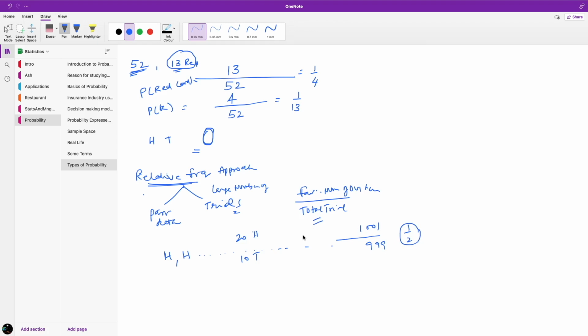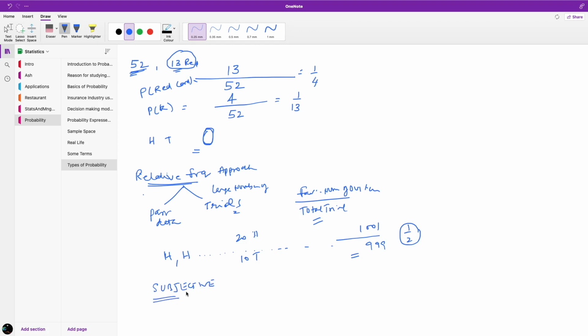What are the disadvantages of this approach? The drawback is it requires the event to be capable of being repeated a large number of times. We should be able to repeat an experiment several times, and also we are not sure how large this number should be. What is the number where it stabilizes? We are not sure. So these are the two downsides. And then there is another approach called the subjective approach.